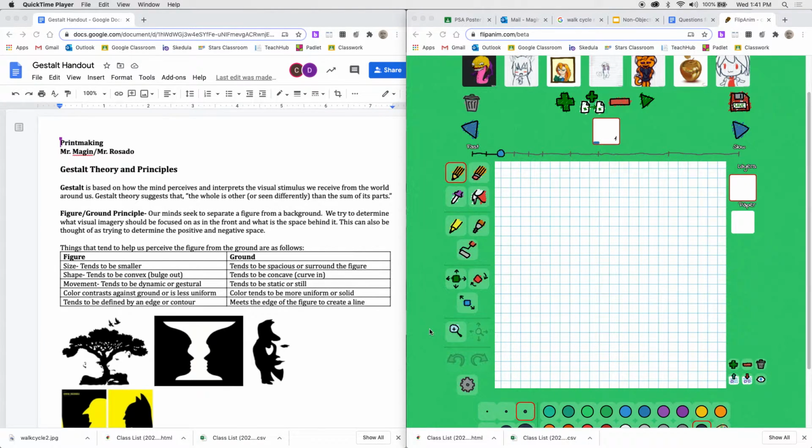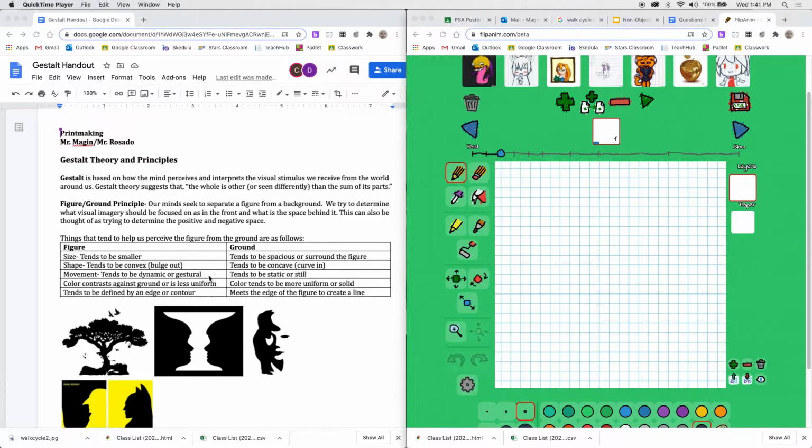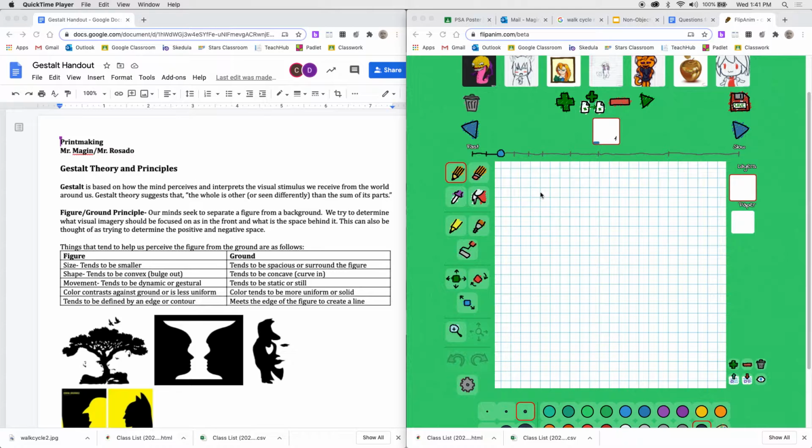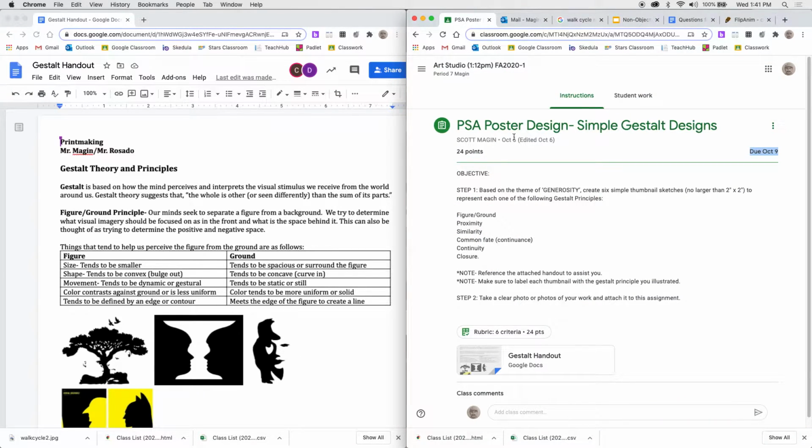Okay, so as we are learning this new theory of Gestalt, I'm going to give you some examples about how you may approach this for our assignment. So remember, for the objectives, we're going to be based on the theme of generosity. And we talked about that a little bit yesterday, brainstorming. What do we think of when we think of generosity?